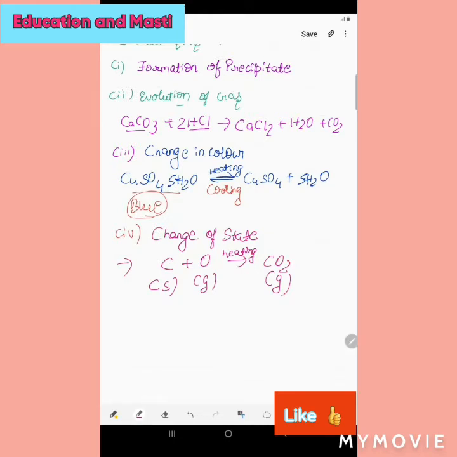Let's take one more example, hydrogen and oxygen. When we mix them, we get water. Both hydrogen and oxygen are gas, but water is not gas, it is liquid. So that is one of the examples. Now let's discuss the fifth type, that is change in temperature. Now let's start with the last characteristic of chemical reactions, that is change in temperature.